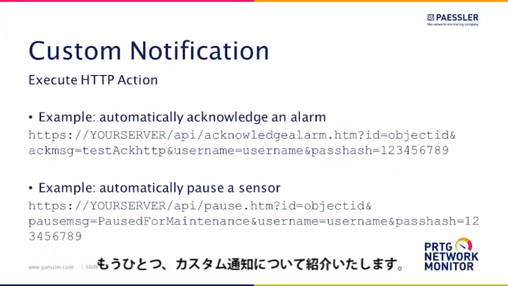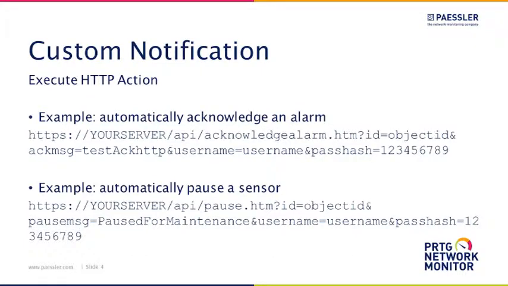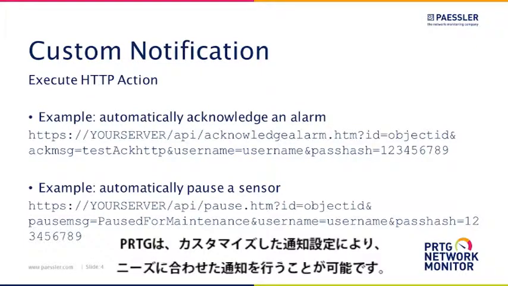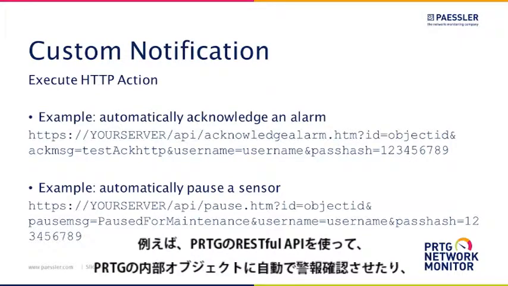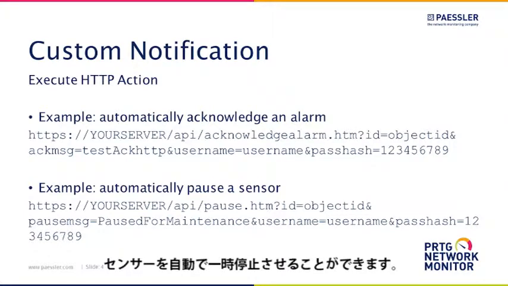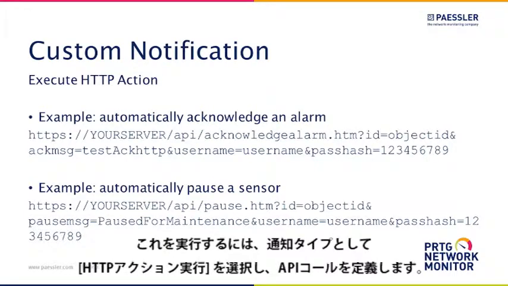Another use case is custom notifications. PRTG offers you the ability to define your own customized notifications so you can tailor them to meet your needs. For example, using PRTG's RESTful API, you can edit internal PRTG objects to automatically acknowledge an alarm, for example, or to automatically pause a sensor. To do this, you select HTTP action as the type of notification and enter the API call.